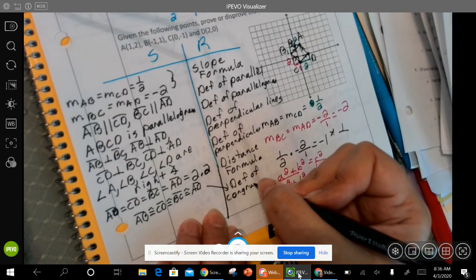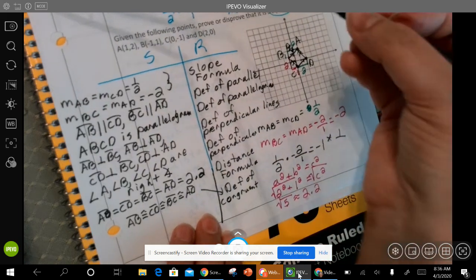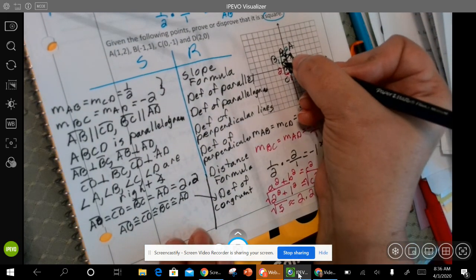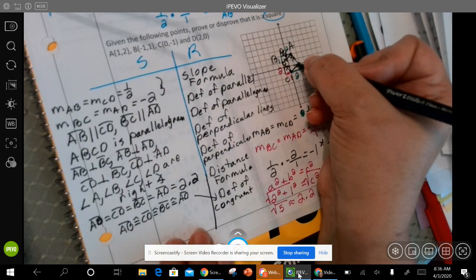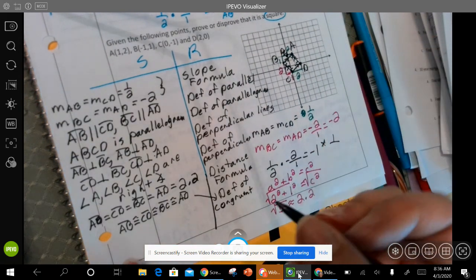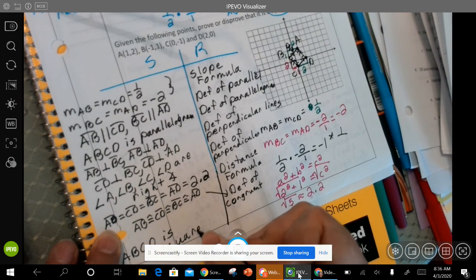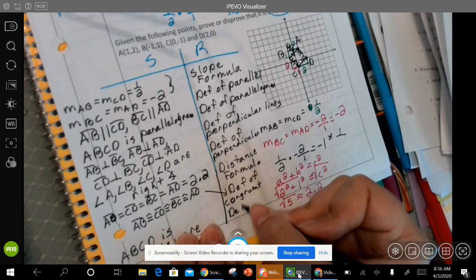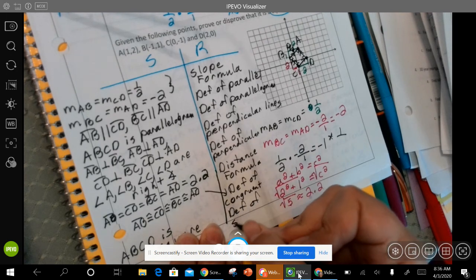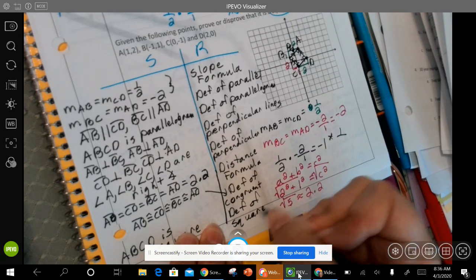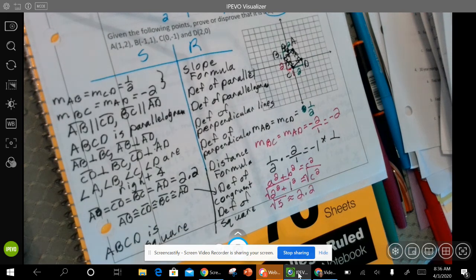Okay, since it is a parallelogram and all the angles are right angles on this, that means that it is a square, so ABCD is a square. Definition of a square. We got this.